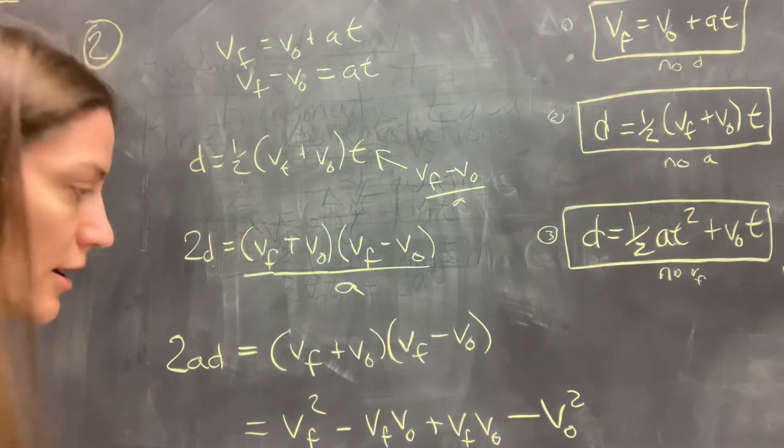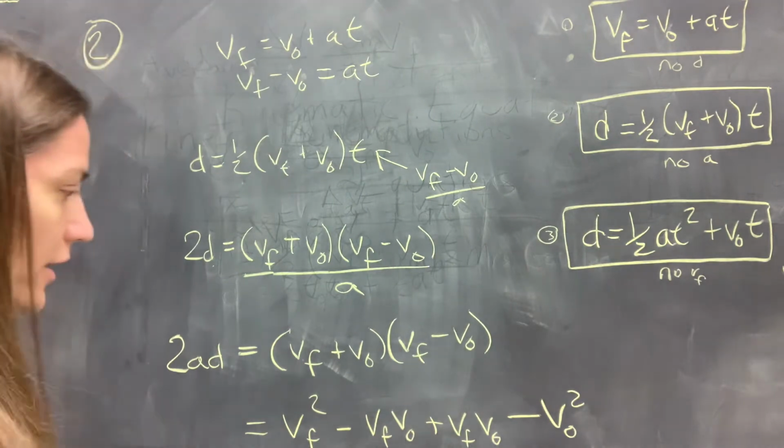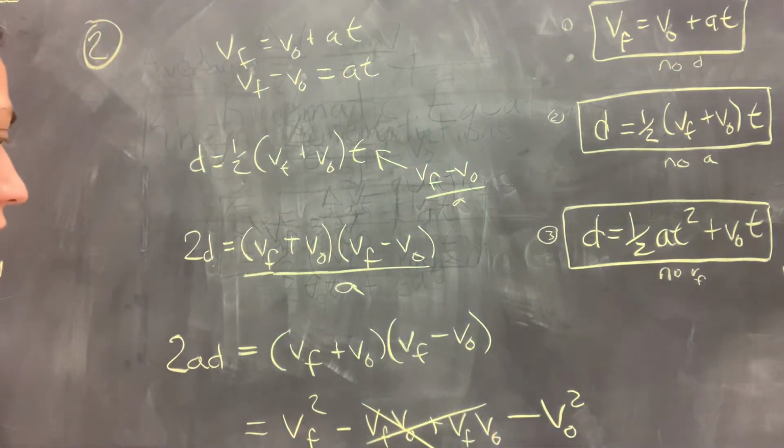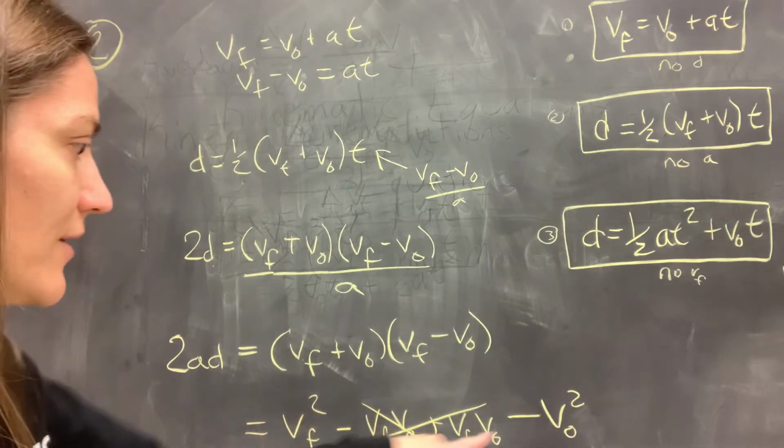Okay, we're running out of room here. Can you even see that? Yeah, you can see that. Okay, these guys cancel out, plus and a minus. And, okay, so I have VF squared minus V naught squared.